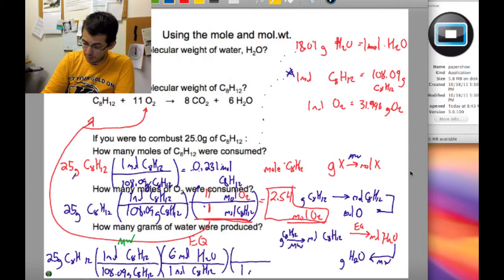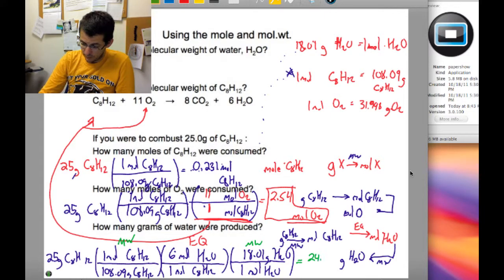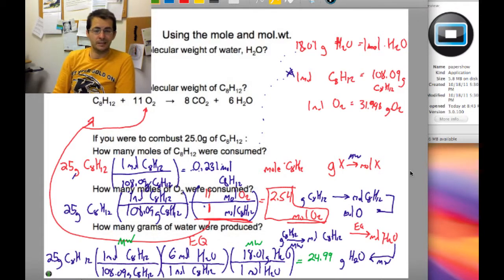And then for every 1 mole of water, that is equivalent to 18.01 grams of water. Again, from a molecular weight statement, but in this case, the molecular weight of water. So 24.99 grams of water are produced. Now, it turns out that it's almost exactly 25 grams, 25.0 based upon sig figs. So we start with 25 grams of C8H12, we end up with 25 grams of water.